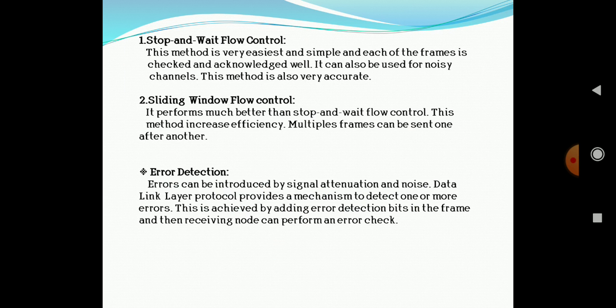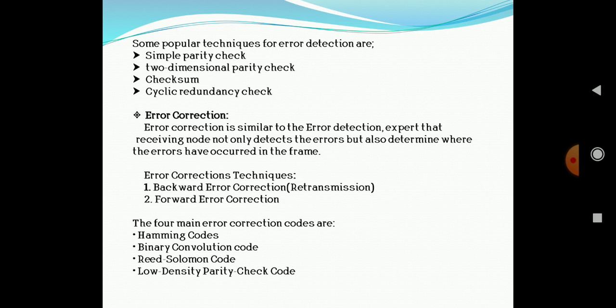Next service is error detection. Errors can be introduced by signal attenuation and noise. Data link layer protocol provides a mechanism to detect one or more errors. This is achieved by adding error detection bits in the frame, and then the receiving node can perform an error check. Some popular techniques for error detection are: the first one is simple parity check, two-dimensional parity check, checksum, cyclic redundancy check.